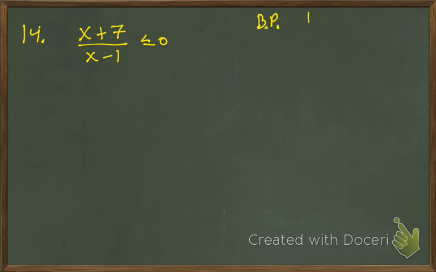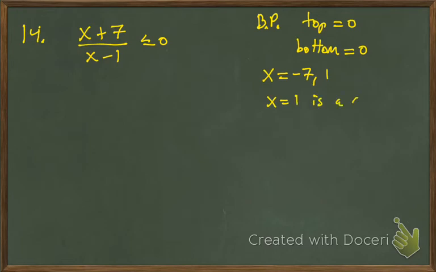So the shortcut is the top equals 0 and the bottom equals 0. The bottom equals 0 is also going to be a restriction, but it is a boundary point in addition to being a restriction. So x equals -7 and x equals 1. Those are our boundary points because that's what makes the top and the bottom 0. And now our restriction is x cannot be 1, and that's actually going to be a vertical asymptote.